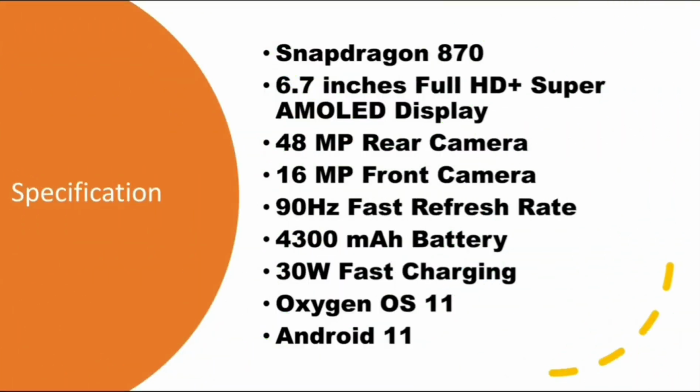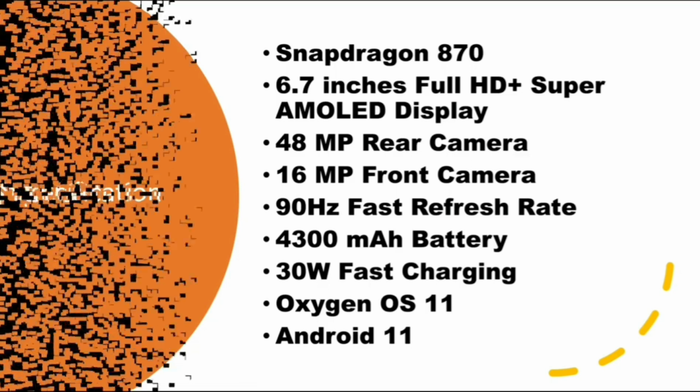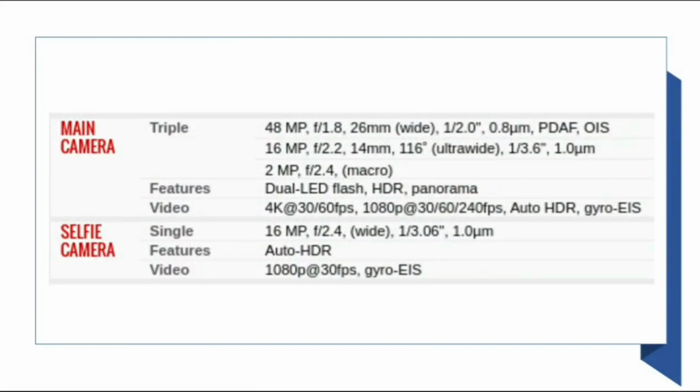The specifications of OnePlus 9 Lite are Snapdragon 870, 6.7 inches Full HD plus Super AMOLED display, 48 megapixel rear camera, 16 megapixel front camera, 90Hz fast refresh rate, 4300 mAh battery, 30 watt fast charging, Oxygen OS 11 based on Android 11. This is some more information about the front and rear camera of OnePlus 9 Lite.